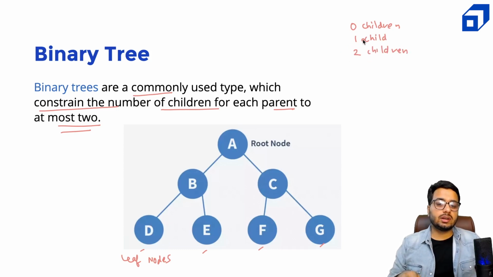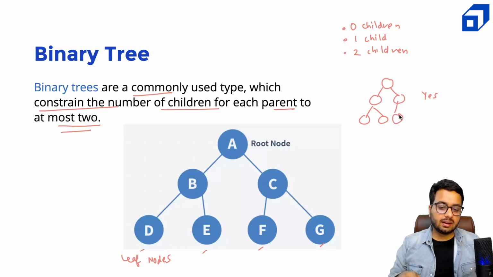It cannot have more than 2 children. For example, if I draw a few structures, you have to tell me whether it is a binary tree or not. Is it a binary tree? The answer is yes. Each node has 0 child, 1 child, or 2 children, right?